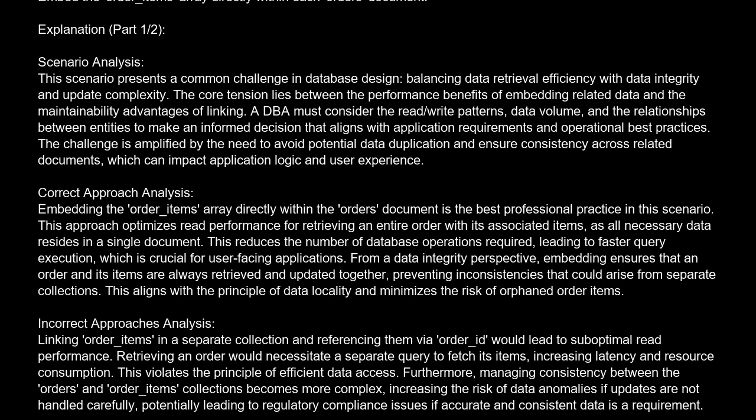A DBA must consider the read/write patterns, data volume, and the relationships between entities to make an informed decision that aligns with application requirements and operational best practices. The challenge is amplified by the need to avoid potential data duplication and ensure consistency across related documents, which can impact application logic and user experience.